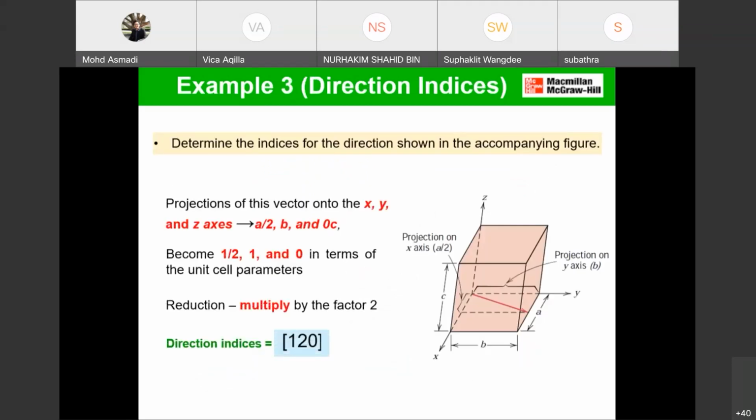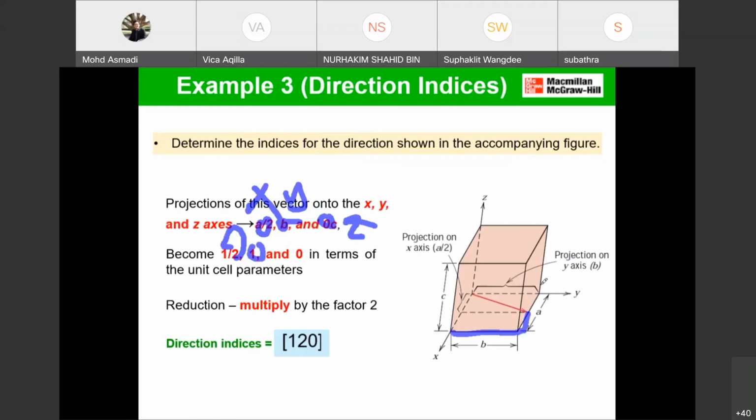Okay. Determine the indices for the direction shown in the accompanying figure. If you look at here, the projection, if we define the length as a and this one as b, this is just defined by a, b, c. This one is z, this one is for y, this one is for x. It becomes 1, half, 1, 1.